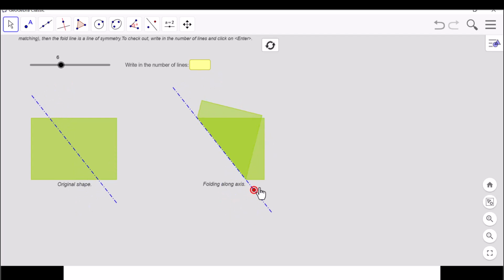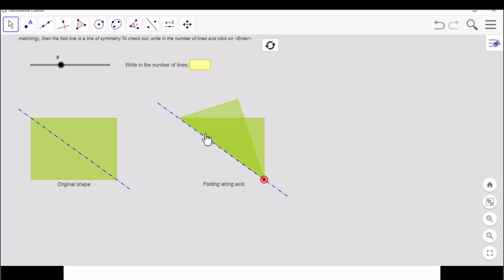But if you go to a diagonal, like this is a diagonal, you will see that this diagonal divides the shape into two equal parts, but it's not a mirror because when you fold this down and cover the top like this, you will see that these two edges did not meet, like these two points did not meet. So it's not a line of symmetry.